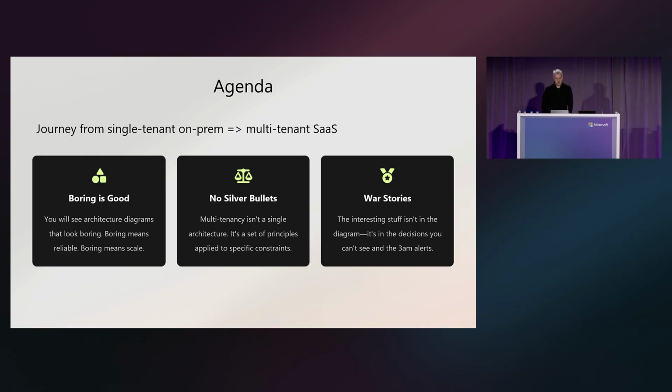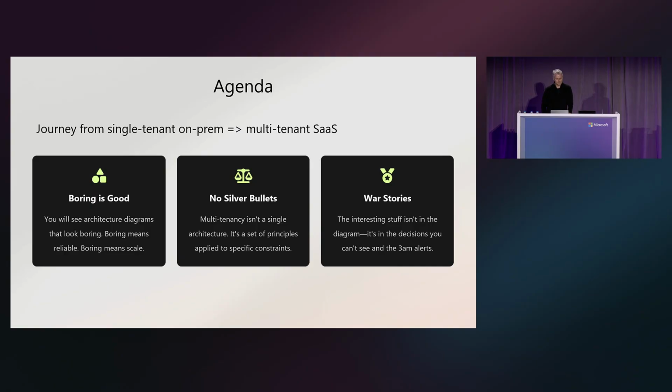And I'm going to show you the problems that actually keep engineers up at 3 in the morning. You're going to see architecture diagrams that look boring. And good, boring is good in this case. You're going to hear about trade-offs, not silver bullets, because multi-tenant SaaS isn't one architecture. It's a set of principles you apply based on your constraints.